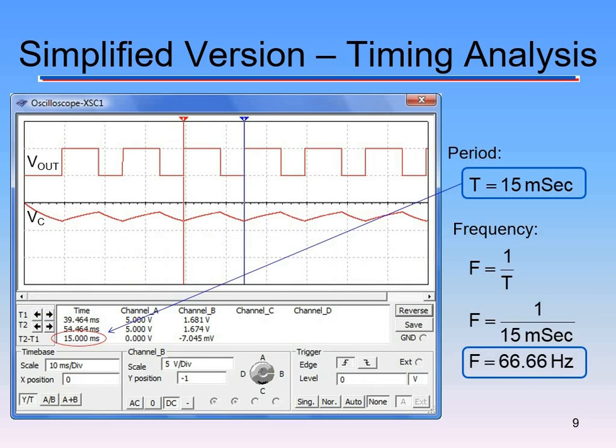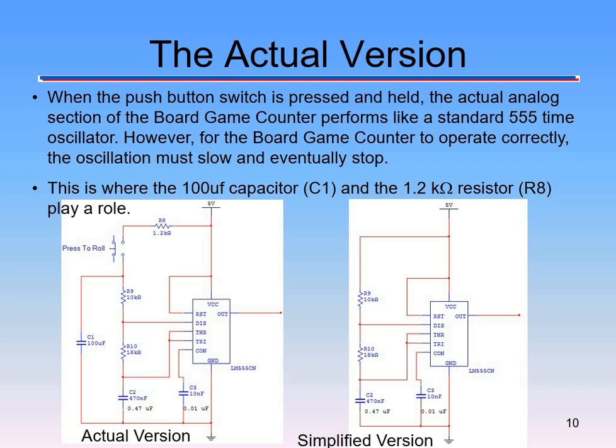We want to take that to the next level after this. Because simplified, right? We just look at the period, it's 15 milliseconds, frequency 66 hertz. This is just going to do the same signal over and over and over for us. We want that to change a little bit. So that's why we use the actual version here.